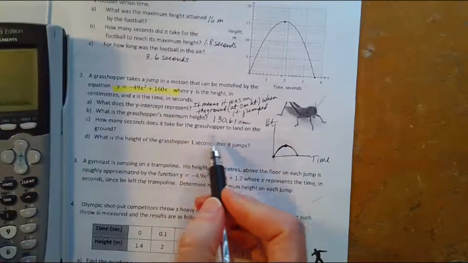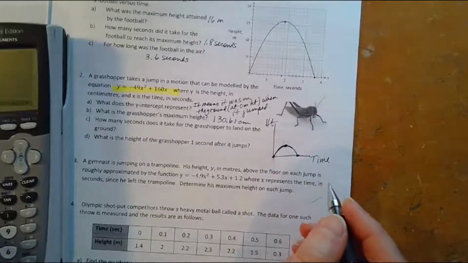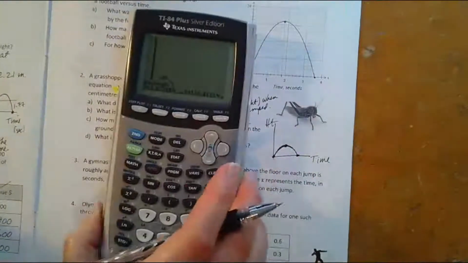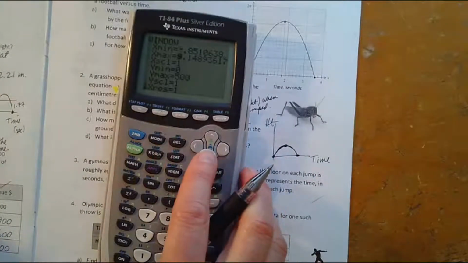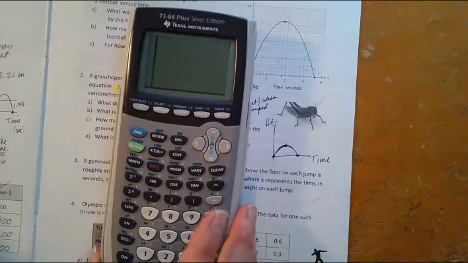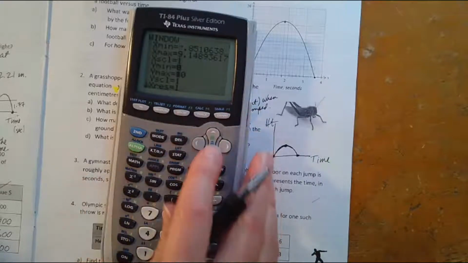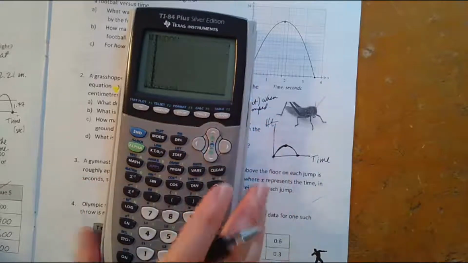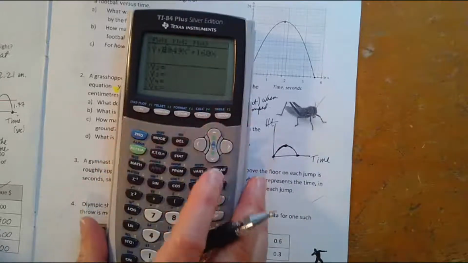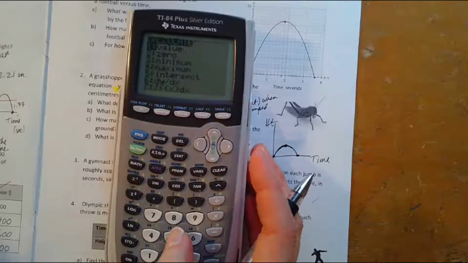How many seconds does it take for the grasshopper to land on the ground? So I'm looking for this x-intercept, right? We started at 0, then he ended up there. So I think I'm going to change my windows a little bit. I'm going to reduce this a lot, right? Oops, I forgot. I need about 200 there, or 150. Maximum height is 130. Okay. So I'm going to put a y2 of 0, then second trace intersect.